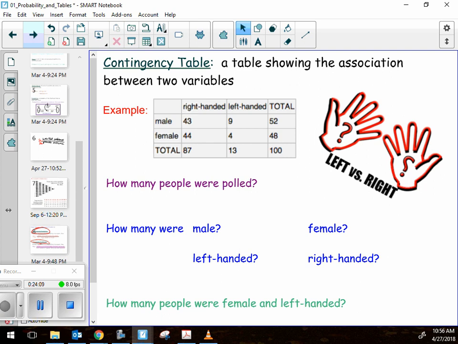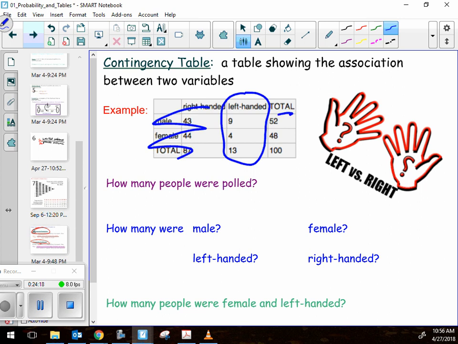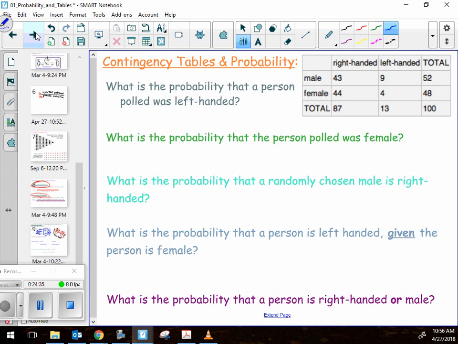So, if we're only picking from the lefties, I encourage you to circle that part of the chart, and then you don't have to even think about this part or this part. When they ask you, if we only pick from lefties, what's the probability we get a male? Well, then we can just use this part and go, oh, so 9 out of 13. If you only pick from lefties, it would be a 9 in 13 chance. All right, moving on.